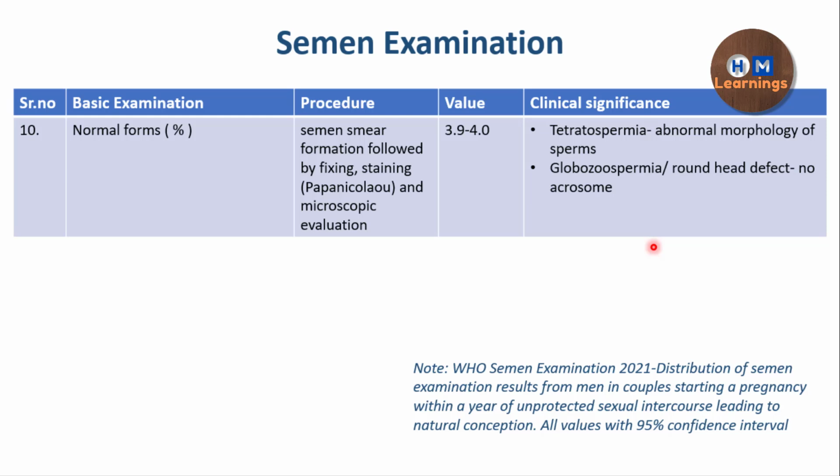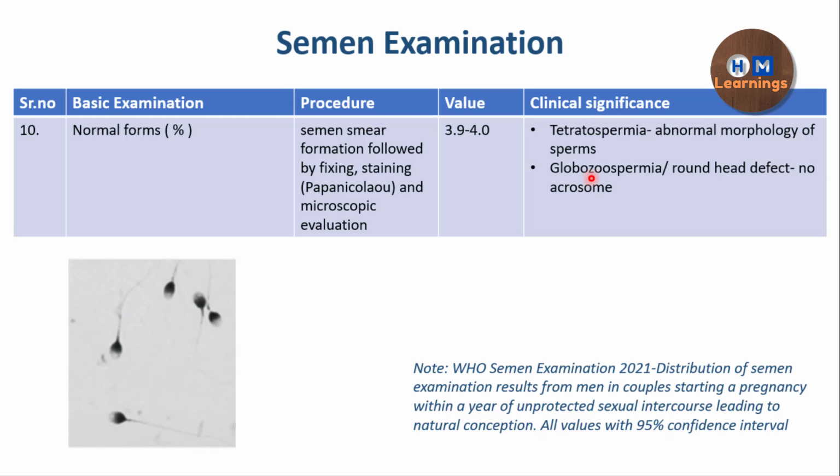So all the parts should be present and they should have the normal morphology. How the morphology is assessed is by smear formation, fixing, staining, and then microscopic evaluation. So 3.9 to 4%, again it is commented in terms of percentage, and you can see this is a normal morphology of the sperm.